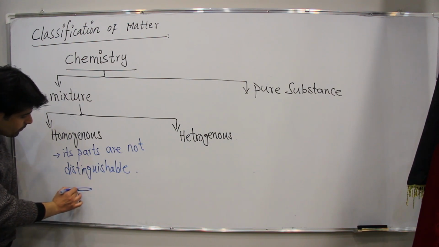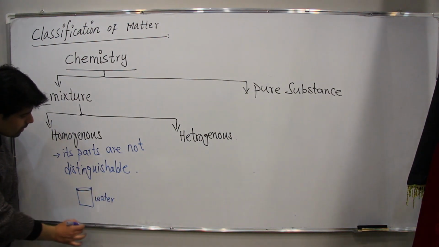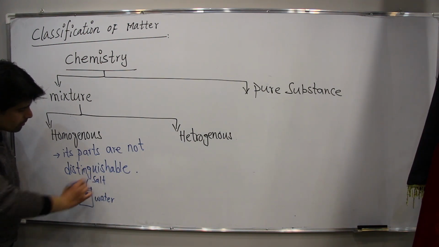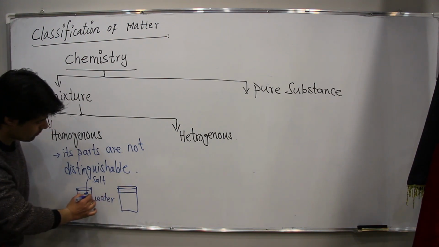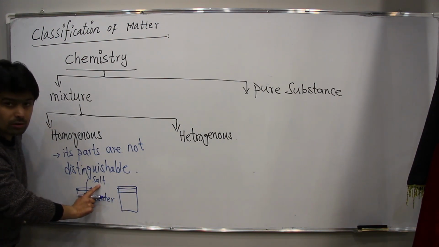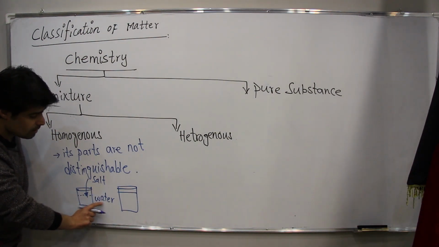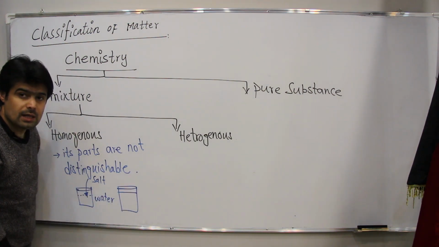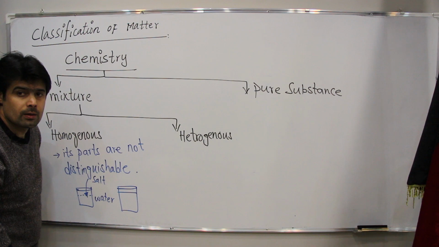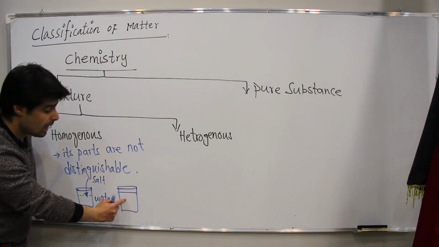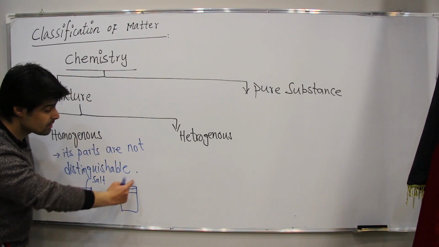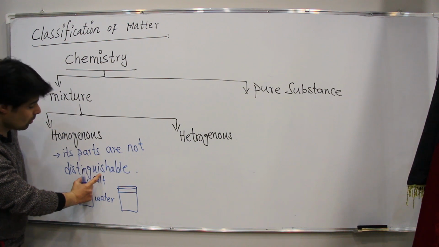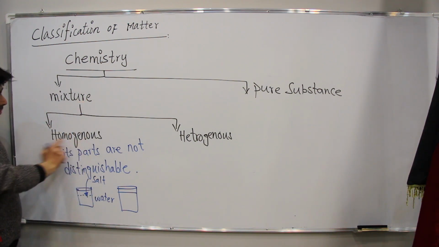For example, we have water. In this one, we are putting sugar or maybe salt. Now, if you're looking at the water in which I dissolved salt, can you imagine that in this water, we dissolved salt? No, you're not able. Up until you taste it. After tasting, you can imagine that there is something in the water. It means its parts are not distinguishable. So, such a mixture is called homogeneous.